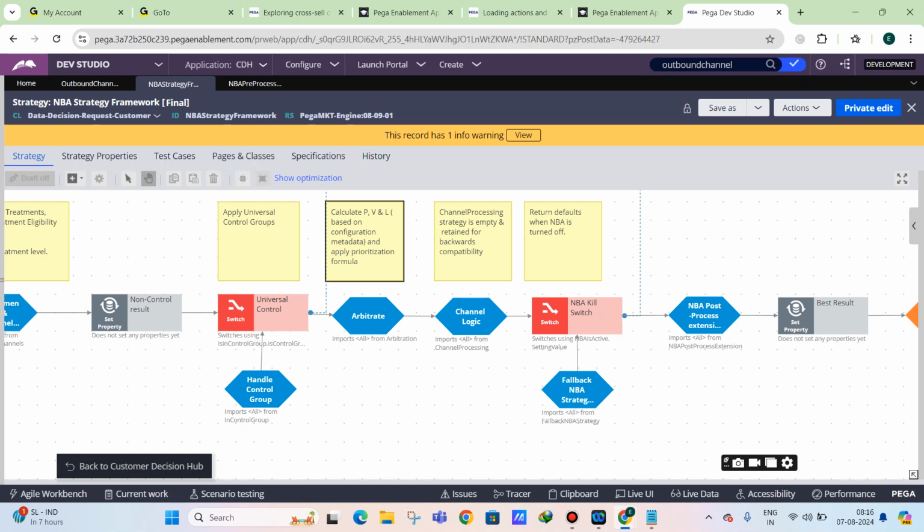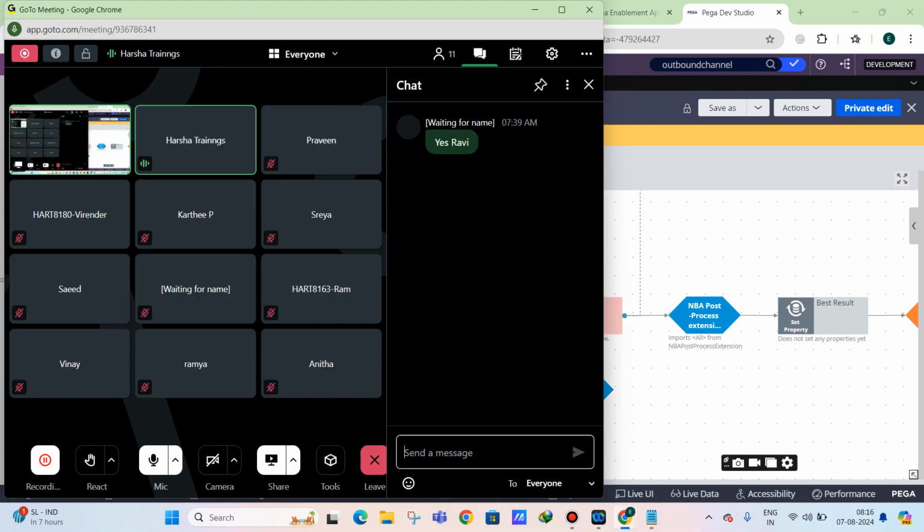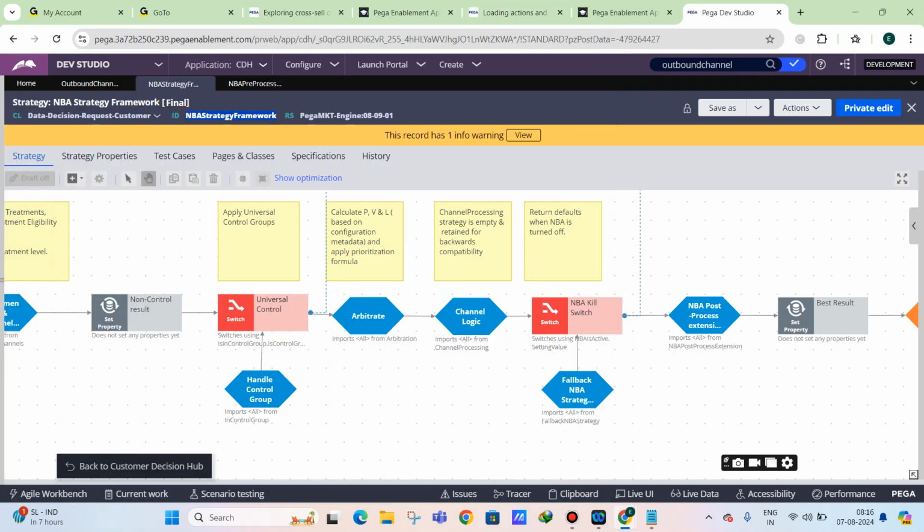It's a very important strategy. This is the NBA strategy framework. This is where 90% of the customization can be done. Okay, I'm sending it in the chat. If you want to save it to some notepad or something, you can do that.